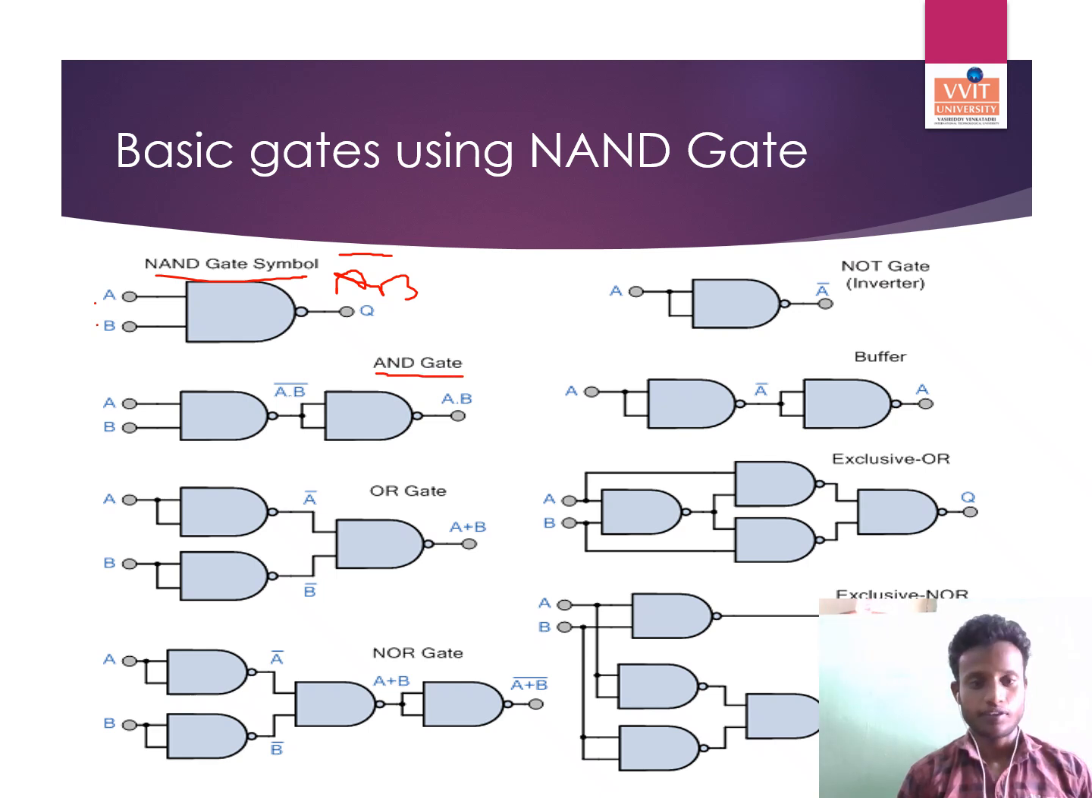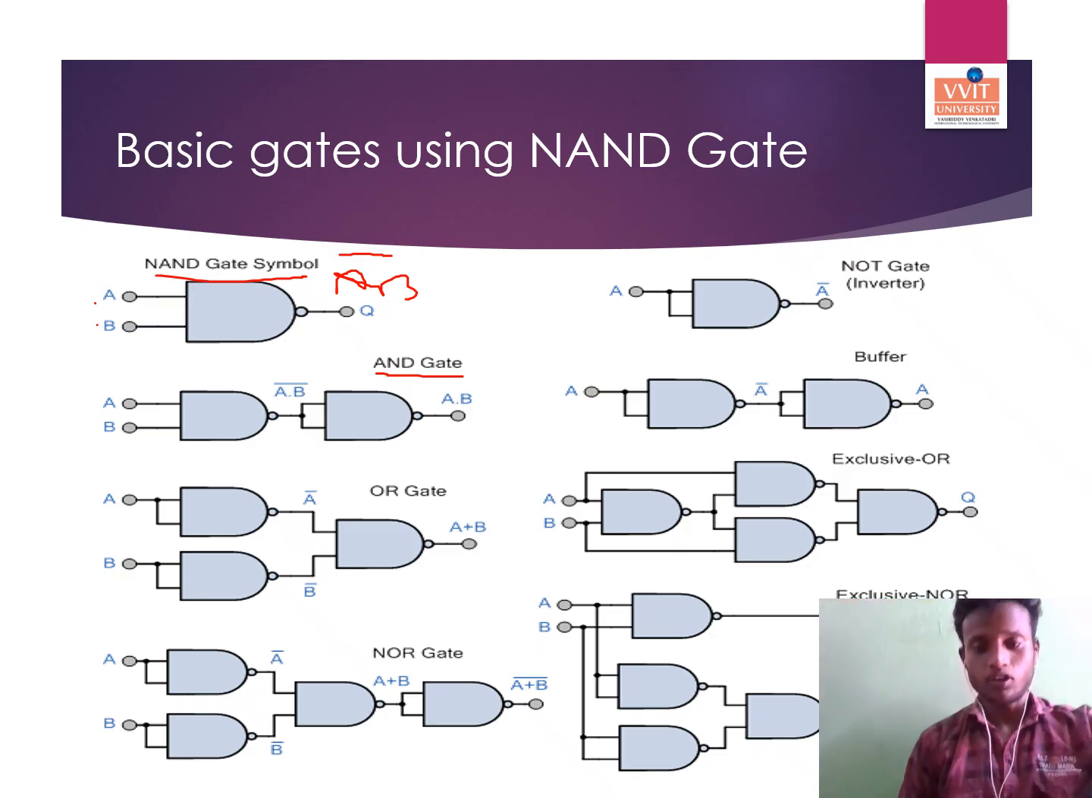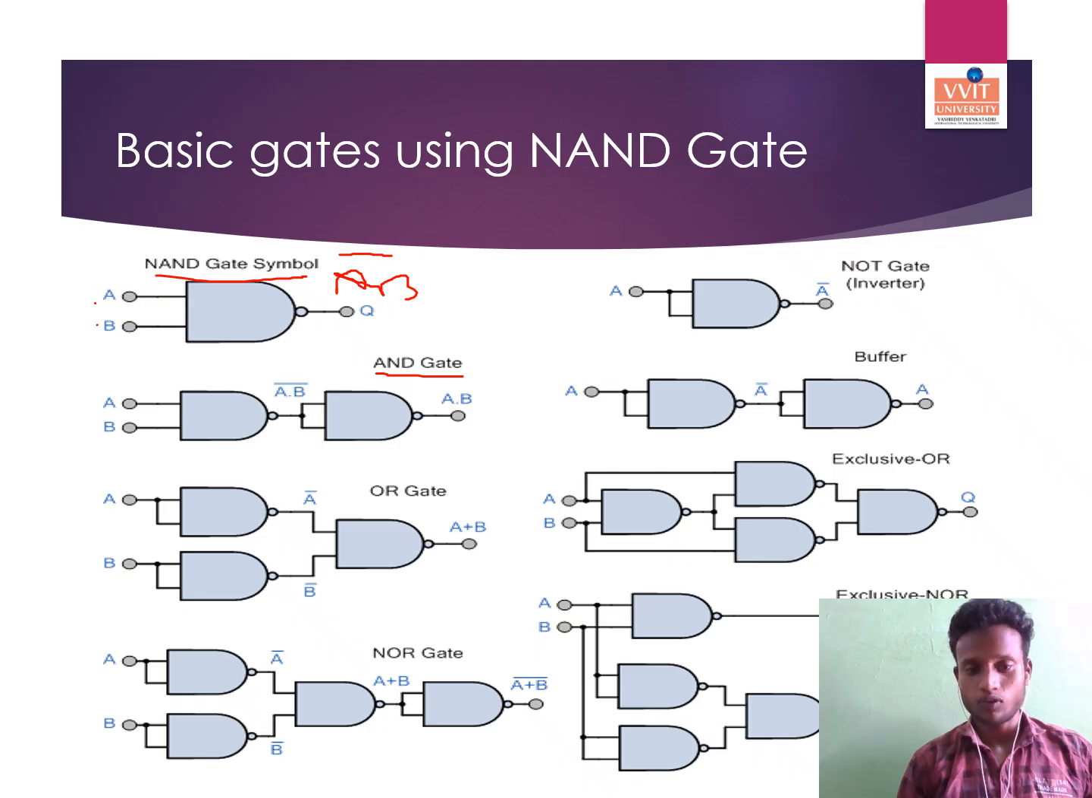What is this? It is a NAND gate, and we are implementing the gates using the NAND gate. First, implement the AND gate using NAND gates. What is this? A and B. The output of the NAND gate is how much? AB whole bar. When you give this output to the input of another NAND gate, it is nothing but an inverter.